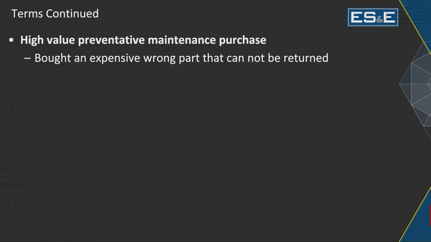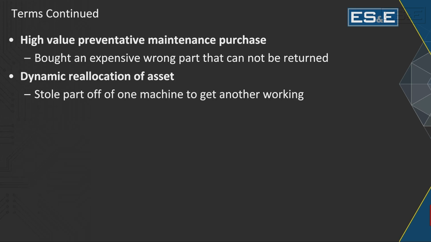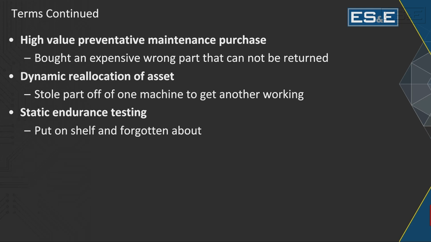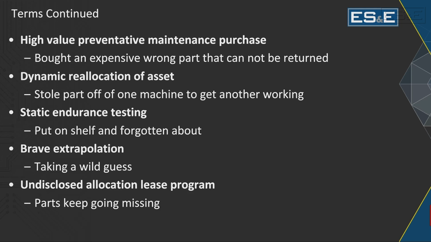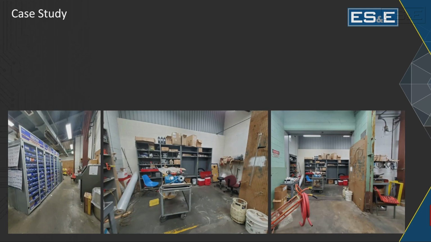Some more terms. We've got a high value preventative maintenance purchase. This is something you bought, it's very expensive, and then you can't return it. Dynamic reallocation of an asset is you stole a part off of one machine and put it on another to get it working. I deal with this a lot. Static endurance tests: you put it on a shelf and then you forget about it. Brave extrapolation is where you're just taking wild guesses. Undisclosed allocation lease program: parts keep going missing for various reasons. All these things we're actually going to talk about, and how to solve these problems.